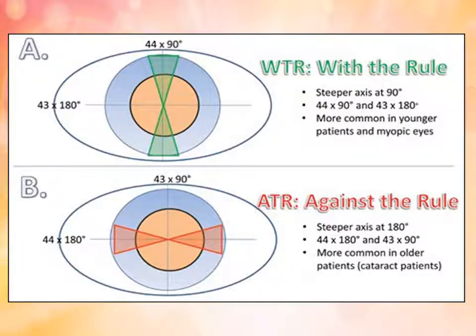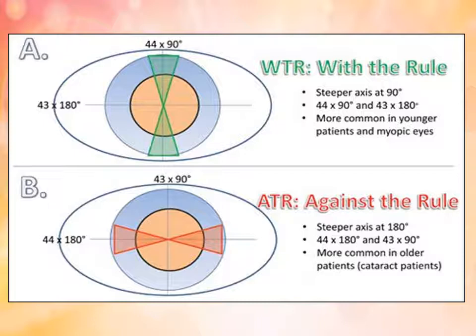This is an image showing astigmatism with the rule and against the rule. In the with the rule, we can see there is a steeper axis at 90 degrees, 44 by 90 degrees and 43 by 180 degrees. It is more common in younger patients and myopic eyes.